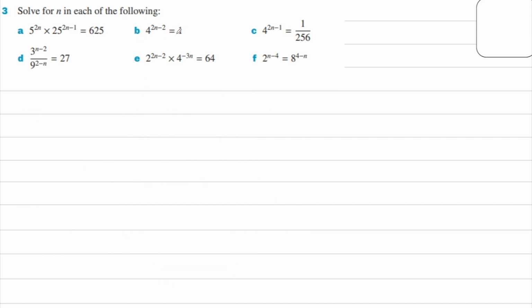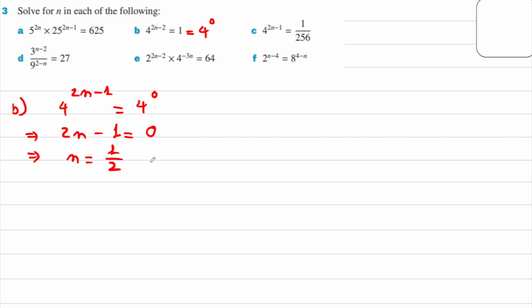It means I want to convert 1 to an exponent with base number 4. I choose 4 because the left hand side has the power of base number 4. So here is 4 to power of 0. Because this one equals 0, it means you will have the equation like here: 2n minus 1 equal to 0. So n equal to 1 over 2. And then you got question C.